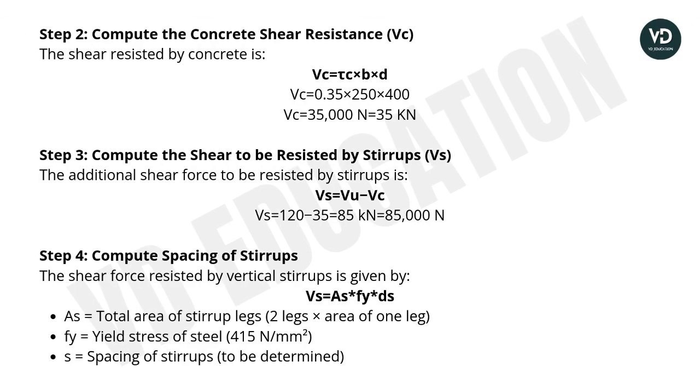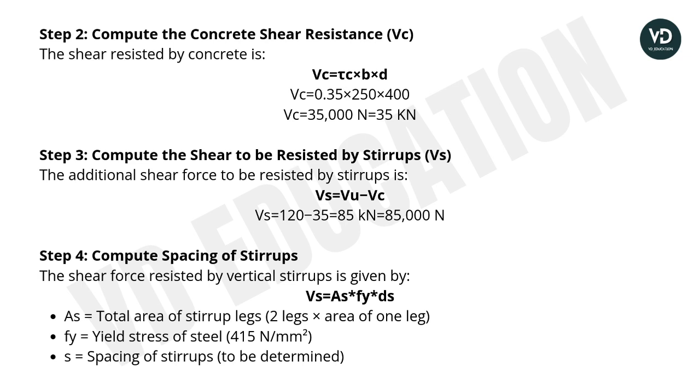Step 2. Compute the concrete shear resistance. The shear resistance by the concrete is taken from this formula as VC is equal to 0.35 into 250 as the width and depth 400. So resistance will be 35,000 Newton. That will be 35 kilonewton. Next, step 3. Compute the shear to be resisted by the stirrups. The additional shear force to be resisted by the stirrups will be 120 minus 35. That will be 85 kilonewton. That will be converted to 85,000 Newton.